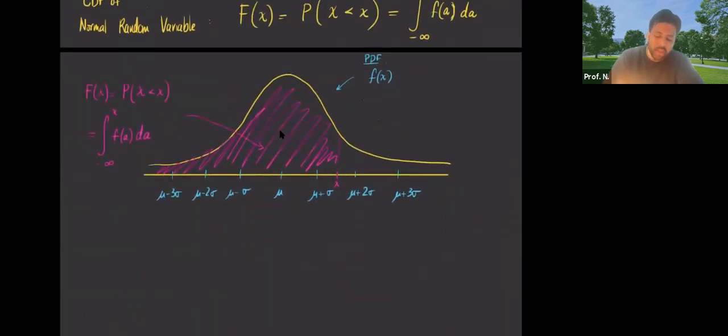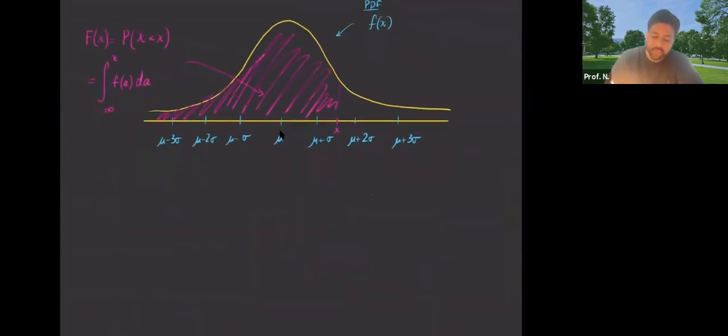So what do we do instead? Instead of having to integrate this by hand and all of that, we first discuss what's called the standard normal random variable.